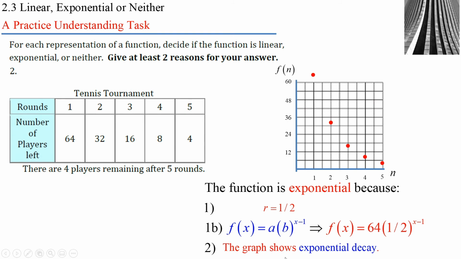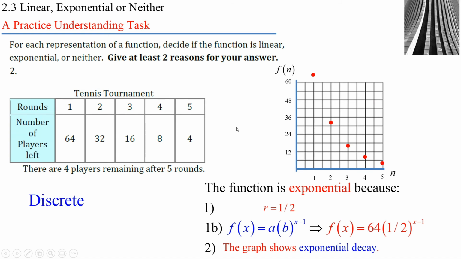Now, I also want to add a little bit more. Is this problem situation discrete or continuous? Do you agree that the round numbers would be whole numbers, 1, 2, 3, 4, and 5? I won't have a round 1.75 or anything like that. And also the number of players left in the tournament will always be whole numbers, 64, 32, 16, 8, and 4. So that tells me that this is a discrete function.